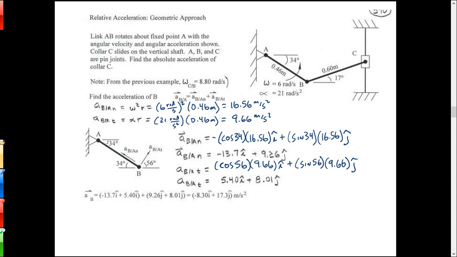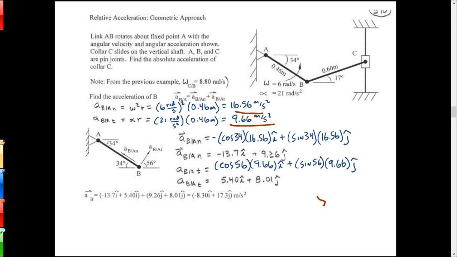All right, so the first thing to do is to find the normal and tangential accelerations of B. It's just rotating about A. So the normal acceleration is omega squared R, so that's 6 squared, because you're given omega, times the 0.46 meter distance. So that's 16.56. And then the tangential acceleration of B with respect to A is alpha R. You're given alpha at 21. R is the length of the linkage. So that's 9.66. Those are the two components of acceleration of B as it rotates around A.